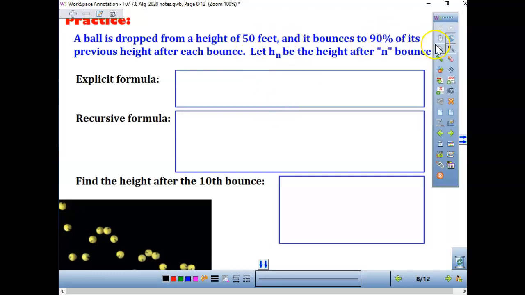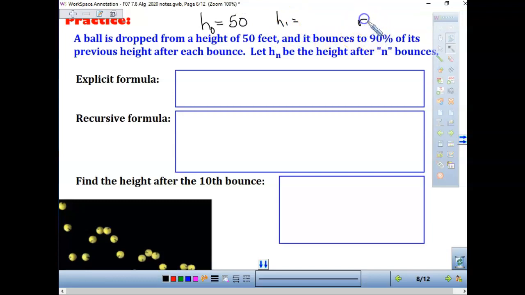As we look at our explicit formula, the first thing I want you to talk about with your shoulder partners is to identify: is 50 the 0 or the first, after the first bounce, and what should I use for my multiplication factor? Should I use 90%? Have we had a bounce? We have not had a bounce. So our h to the 0 is 50. H to the 1 is after the first bounce.